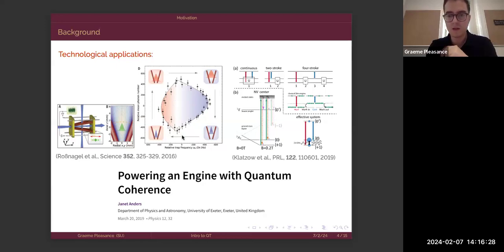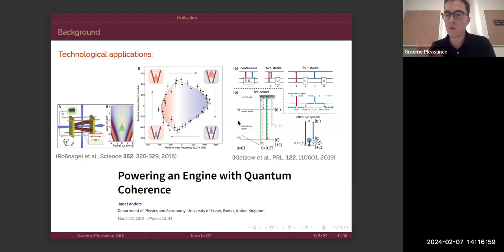So its behavior isn't intrinsically quantum. On the other hand, there's a more recent experiment which was performed, I think, at the University of Oxford in the group of Klatso et al., which was published in 2019. To my knowledge, this was the first experimental demonstration of a quantum heat engine that shows some kind of quantum advantage over its classical counterpart.